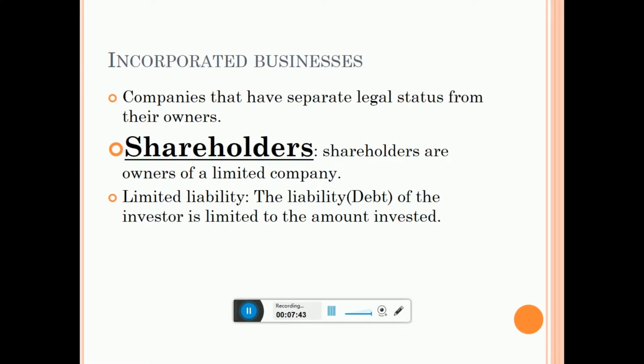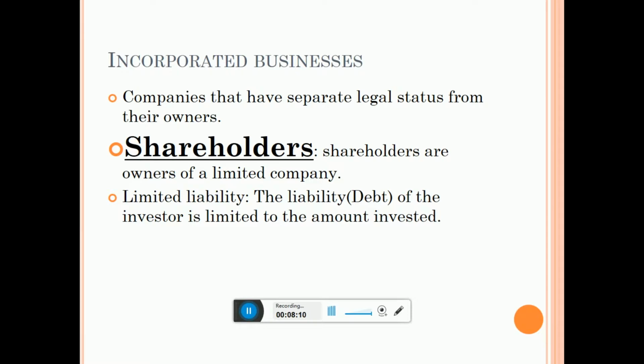Then we have incorporated businesses. We studied that there is a disadvantage of sole trader and partnership, that they are unincorporated businesses. And then we have to understand what incorporated means. Incorporated companies have separate legal status from their owners. As I said earlier, unincorporated businesses are those which are not separate from their owners. The individual and the business are both the same thing in the eyes of law.